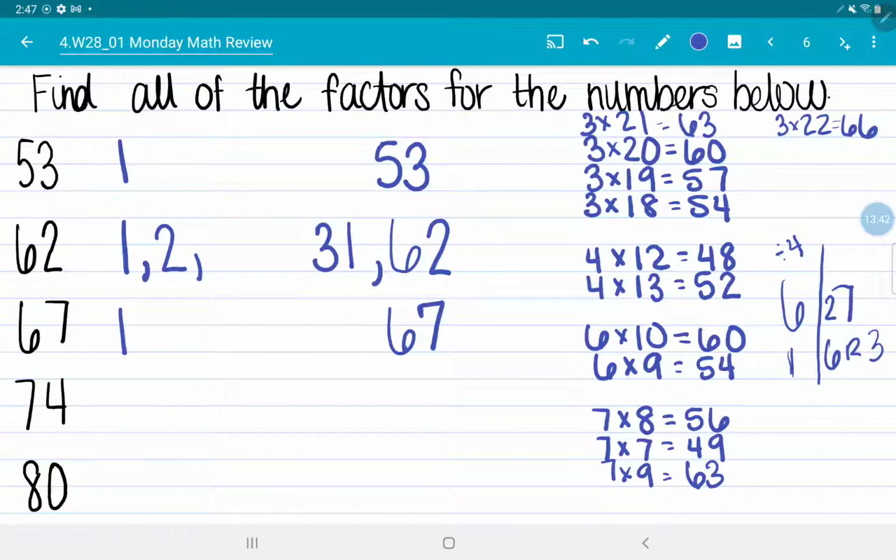All right, how about 74? Will 74 be prime or composite just by looking at it, Sky?